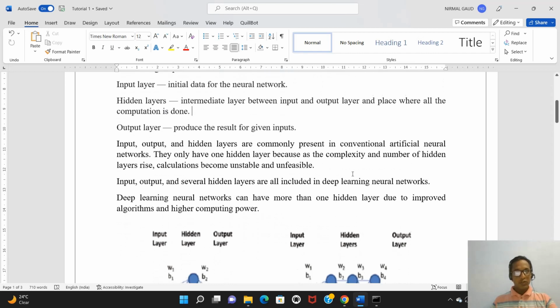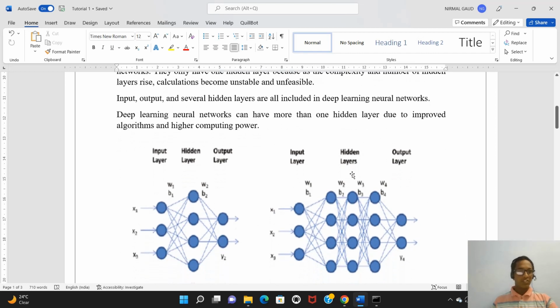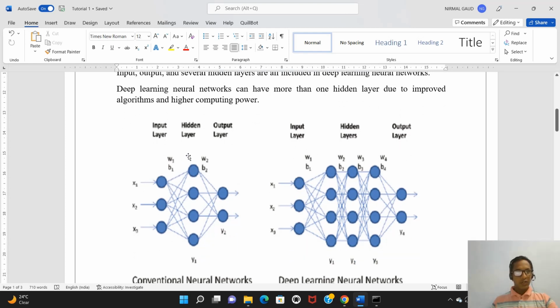If I show you the diagram for the conventional artificial neural network and the deep learning neural network, here it is. You can see that only one hidden layer is present here for the conventional neural network. If I talk about the input layer, here is the input layer, where we give the input in the form of x1, x2, x3, and the circles which you are seeing here are the neurons. So basically it is an interconnected network where all the neurons are connected. And this is the hidden layer where the computation is performed. Only one hidden layer is present.